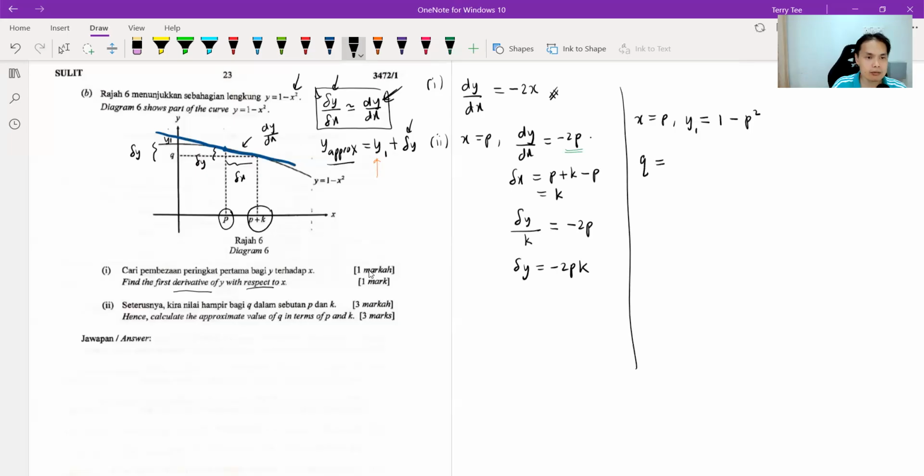I'm using this formula now. The approximate value of Y is my Q. Q is the final value, which is your initial value 1 minus P squared plus your delta Y. Your delta Y is this, so I need to add in minus 2PK. We can just leave our answer in this form: 1 minus P squared minus 2PK. You can put the minus 2PK in the middle, or minus P squared at the back, also can. No problem. So this will be your approximate value of Q in terms of P and K.